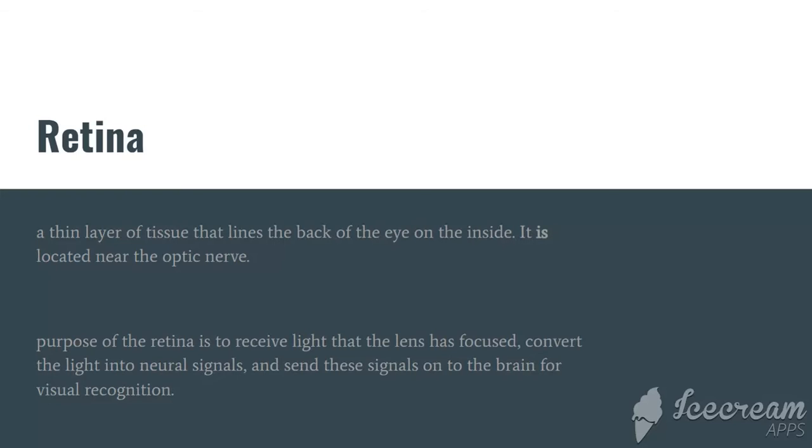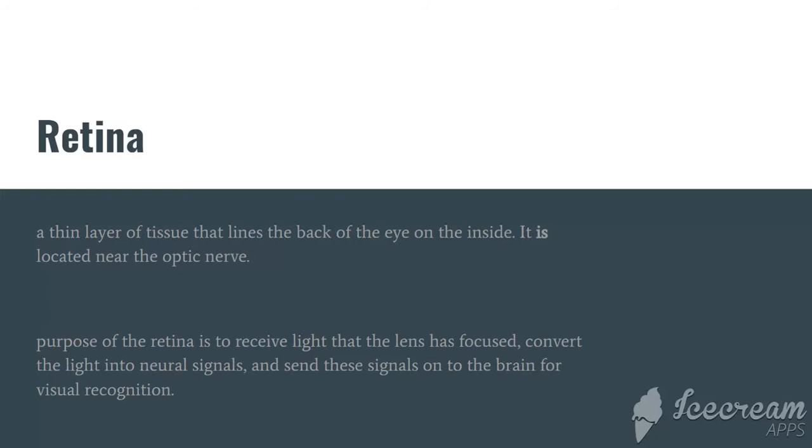The retina. The retina is a thin layer of tissue that lines the back of the eye on the inside. It is located near the optic nerve. The purpose of the retina is to receive light that the lens has focused, convert the light into neural signals, and send these signals on to the brain for visual recognition.